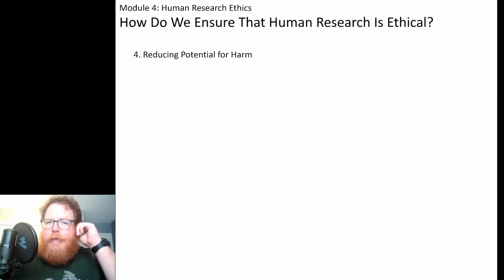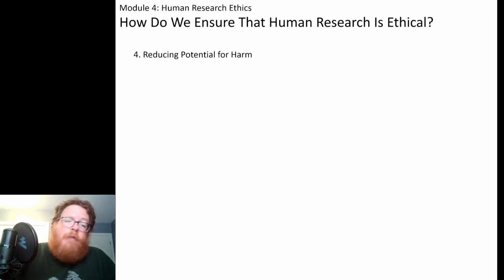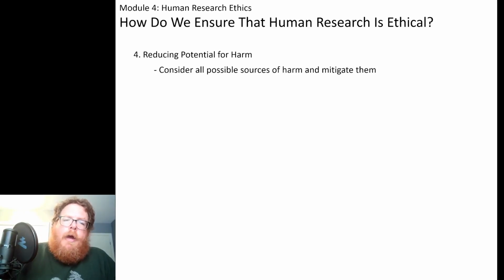And then fourth and finally here, and this is the part that's really the most important for what you're actually going to do for this module, is how do we ensure human research is ethical? Well, we do everything we can to reduce the potential for harm. Okay. And so what you have to do is think about all the possible sources of harm and how could I mitigate these? Right? So, how could people be harmed by participating in my study? And before I even start the study, what could I do in advance to make sure that the likelihood of harm is kept as low as possible? Okay, that's what you have to do.